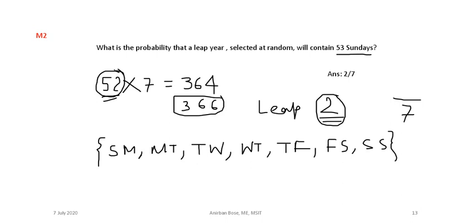But what is the question? It will contain 53 Sundays. So out of these elements, one Sunday has to be there, and that is there either in this outcome or in this outcome. So what are the favorable cases for this one? That is 2. So the answer is 2 by 7.